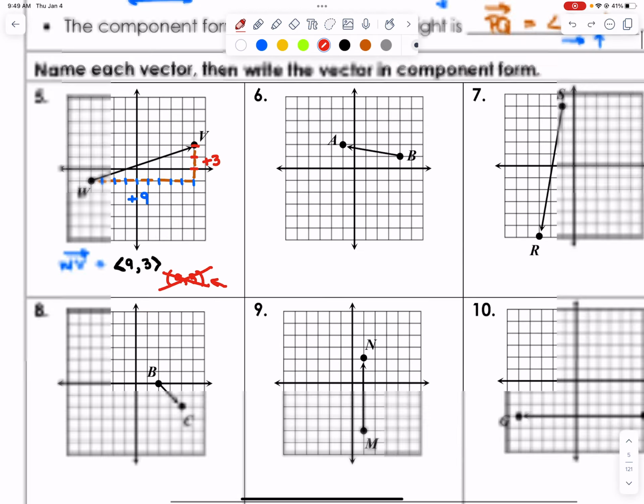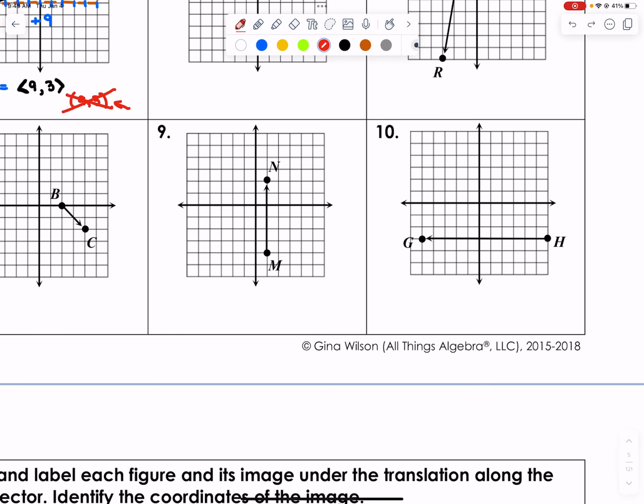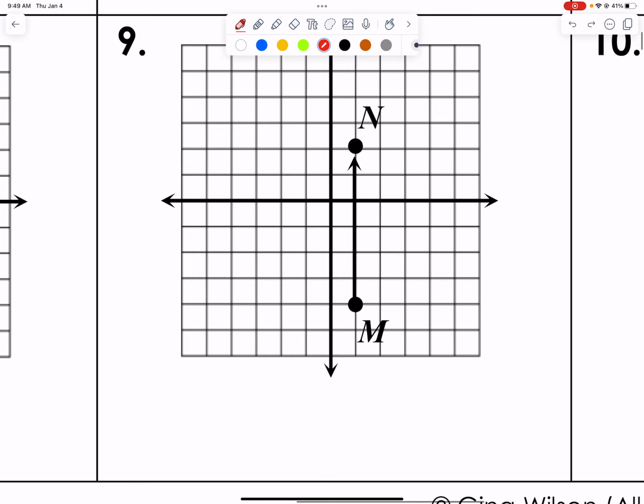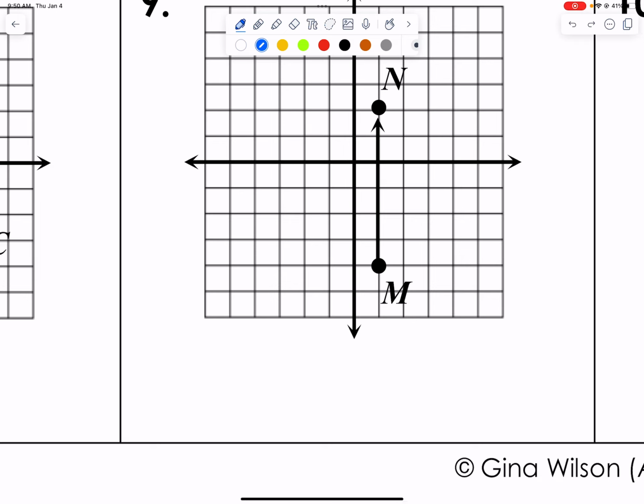Okay, let's do one more. Let's do 10 because that looks like an interesting, actually, let's do 9. So in this vector, you can obviously see that we're going straight up. Now, if I was asking you, is this a function? You would say, no, it's not a function because it fails the vertical line test. But we can say this is a vector.